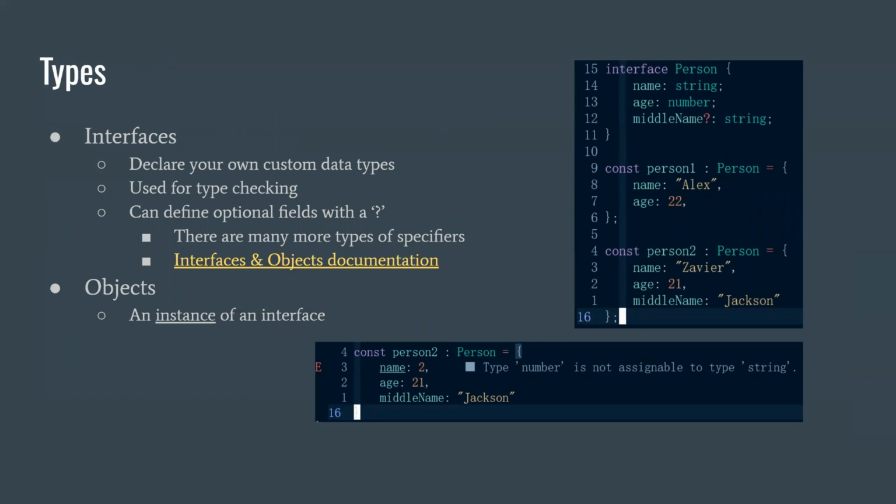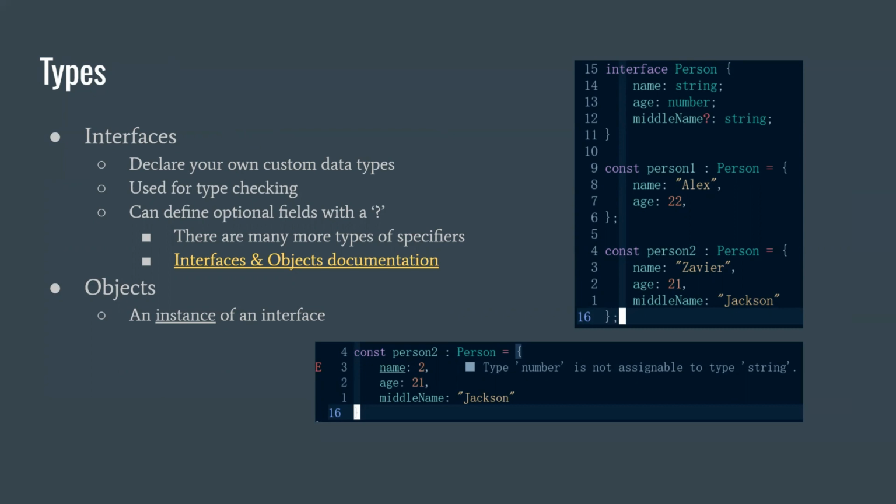All right, so now let's talk about types in TypeScript. The first thing you need to know is what an interface is. Interfaces let you declare your own custom data types or shapes of data. And this is used for type checking, right? So if you think about it like Java, it's kind of like a class. You can define data that should be in this type. So in this example here, we have this person interface, and the data that it should have is a name, an age, and a middle name.